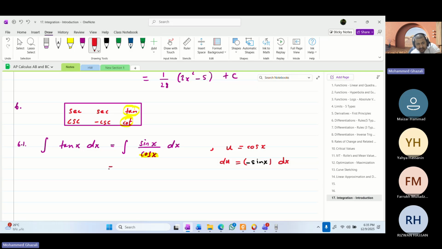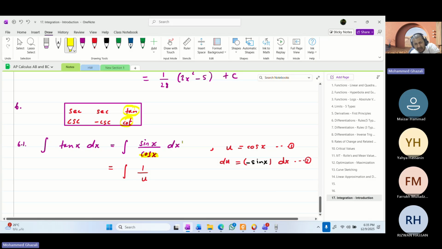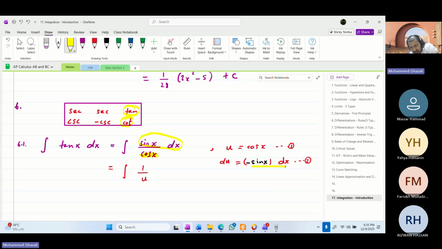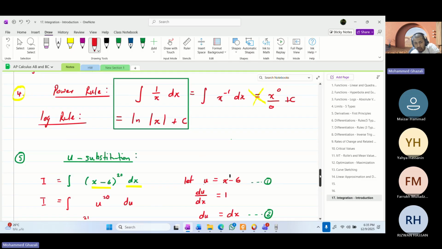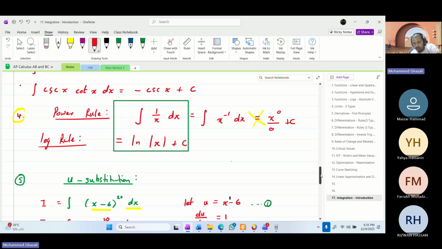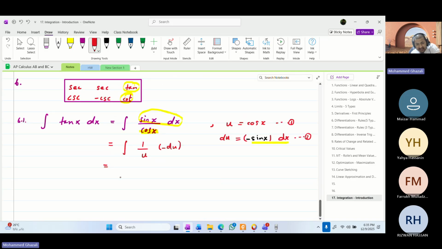So what is cos x? I've got integral of 1 over u. I finished substituting the cos x, I finished substituting equation 1 inside here. I'm substituting equation 2. What are we left with? I'm left with sine x dx. What is sine x dx? Negative du. Now, what is the integral of 1 over u? That is not power rule. That is log rule. What's the integral of 1 over u? Ln u. What's the answer? Negative, because of the negative there. Negative ln absolute value u plus c.